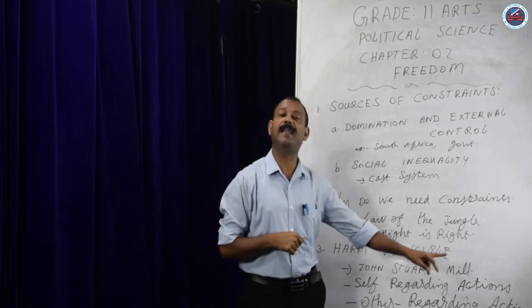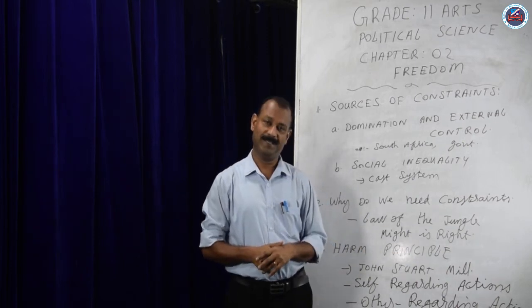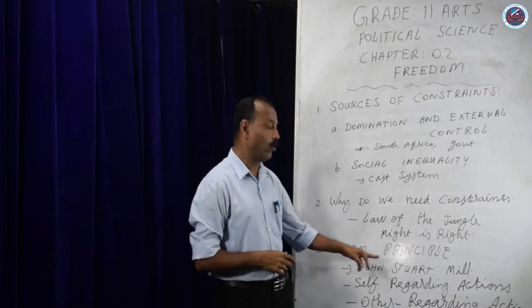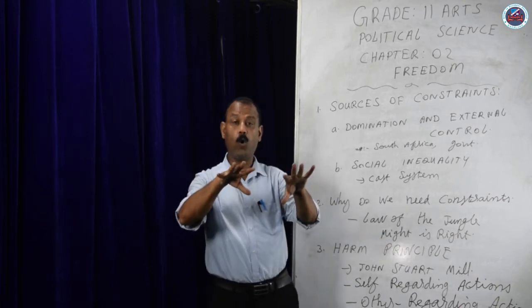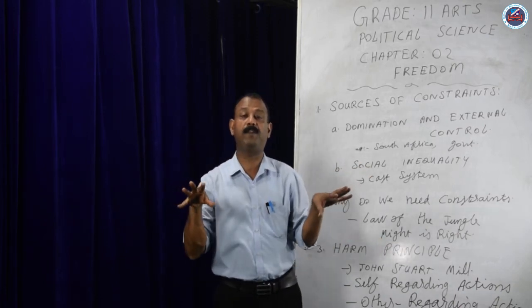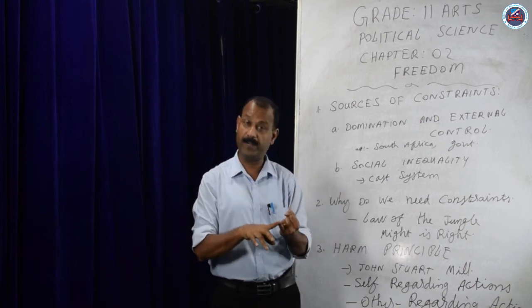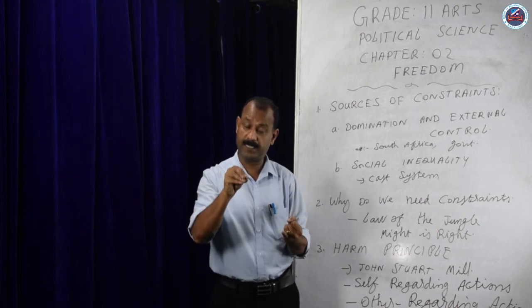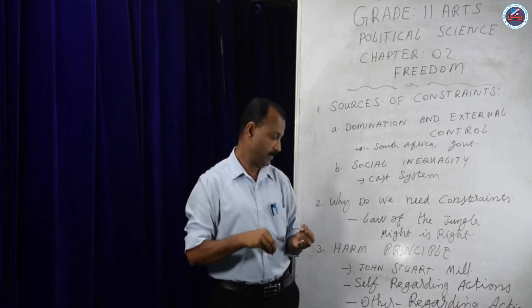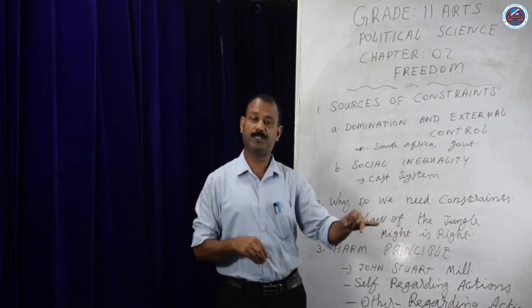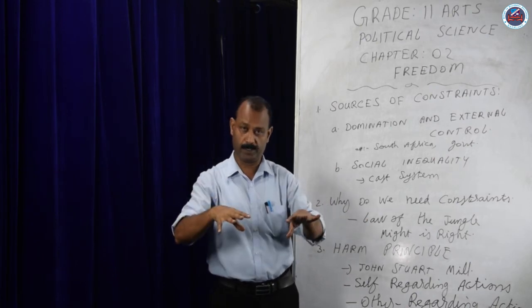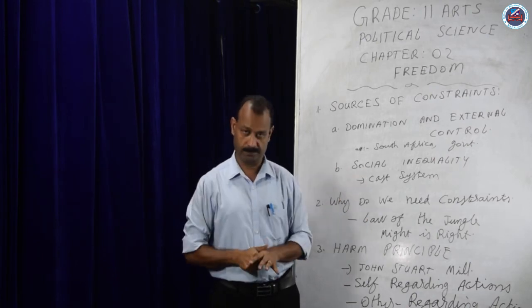An other regarding action. So once more, according to John Stuart Mill, all the actions of an individual can be divided into two categories. Self-regarding action, that actions which affect only the doer, and other regarding actions, the actions that affect not only the doer but others as well.